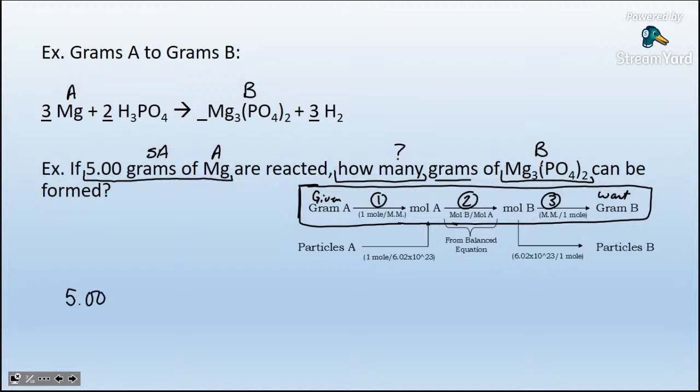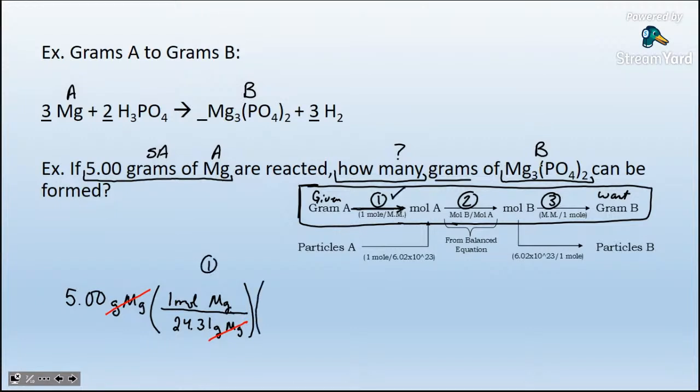So 5.00 grams of magnesium is my starting amount. So my first step is going to be going from grams of A to moles of A. My roadmap tells me 1 mole of my substance A, which in this case is magnesium, over its molar mass. Molar mass, again, from the periodic table is 24.31 grams of magnesium. And if you're not using the roadmap, again, you should recognize that in my conversion factor, grams magnesium need to be in the denominator so that those units cancel out, leaving me with moles of magnesium. So that's step 1.